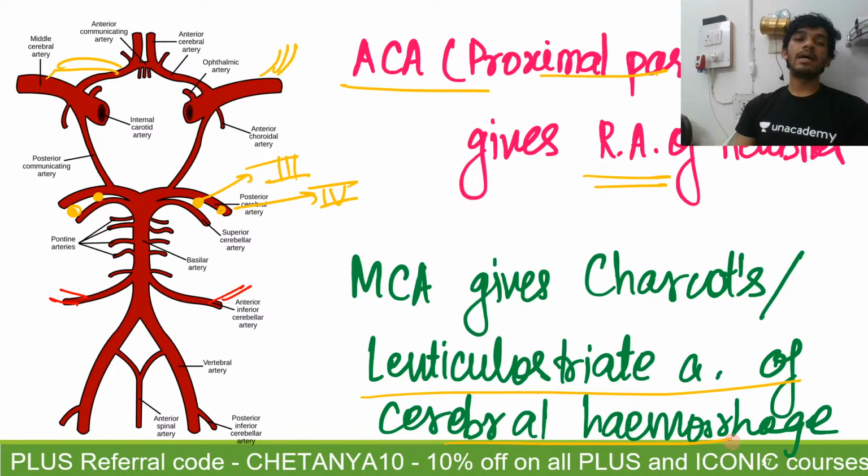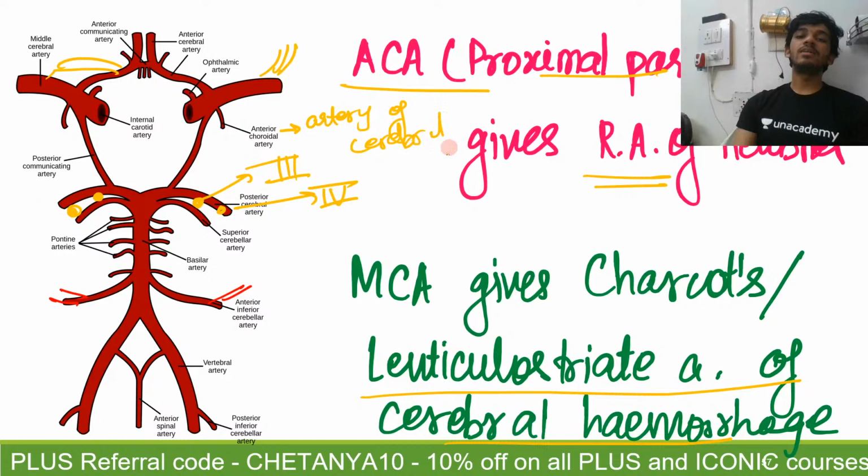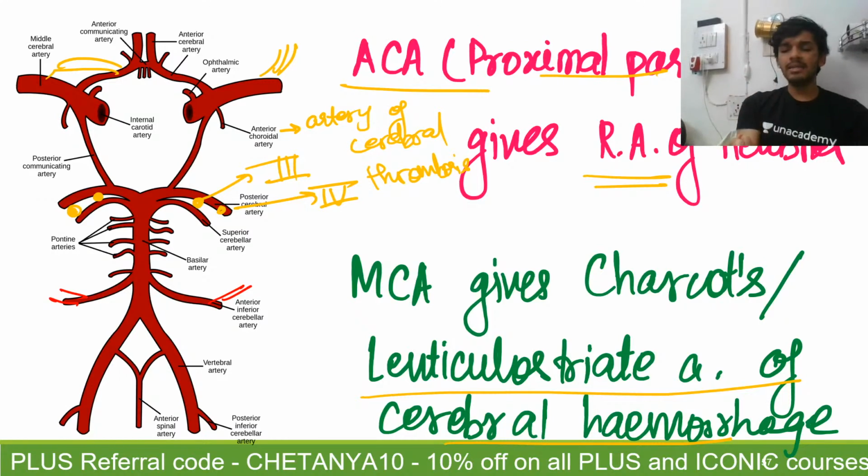Now remember that the anterior choroidal artery is known as the artery of cerebral thrombosis. Why is it known in such a way? Because this artery is very coiled, it has a very tortuous course. It arises from the internal carotid artery, is very thin and has a very long course, so it is very easy for a clot to get stuck in it. It is known as the artery of cerebral thrombosis.